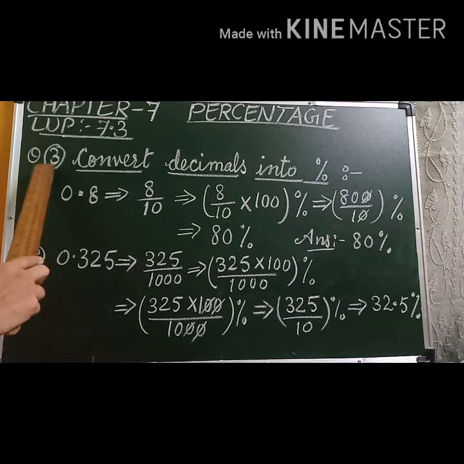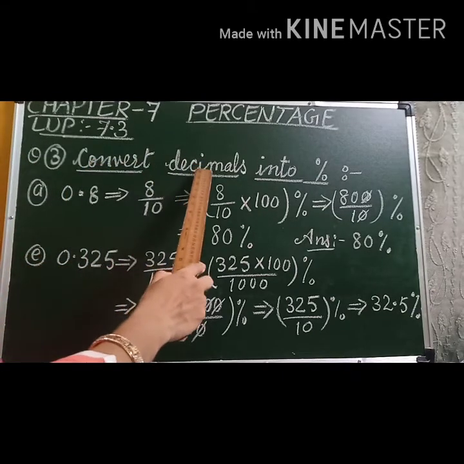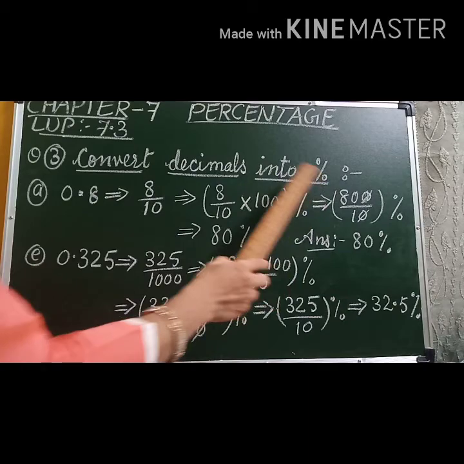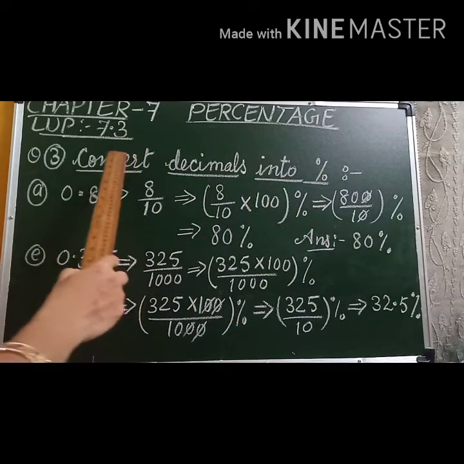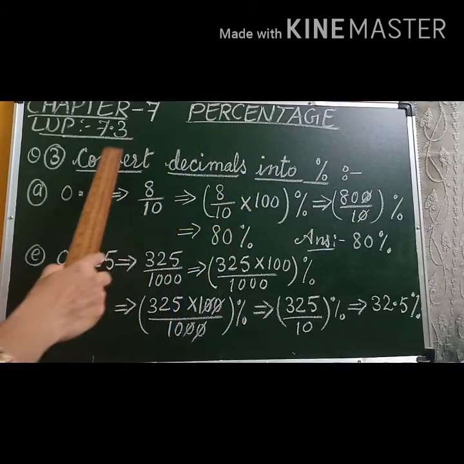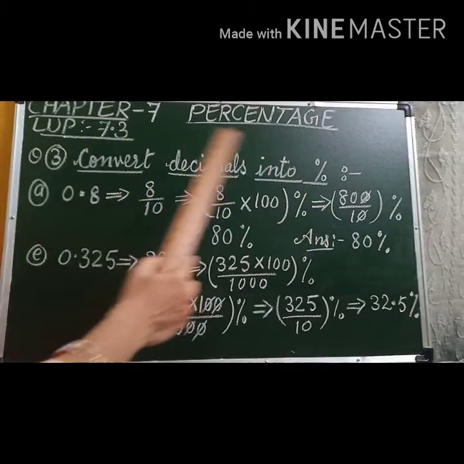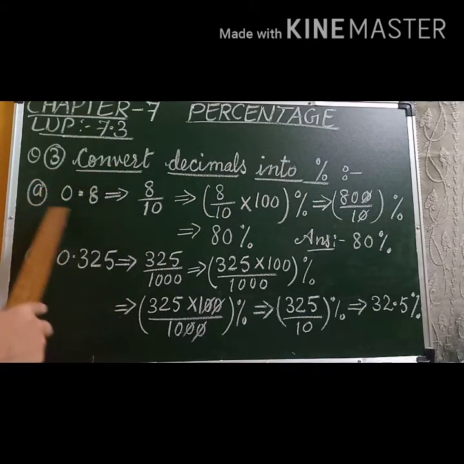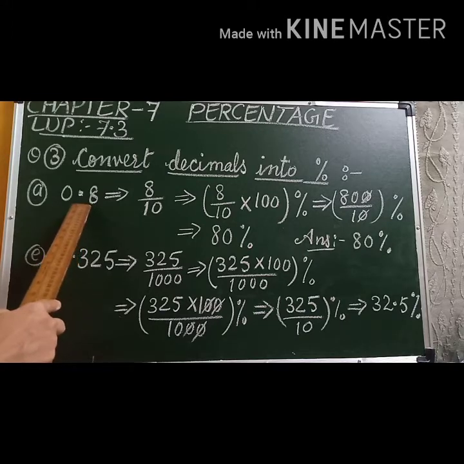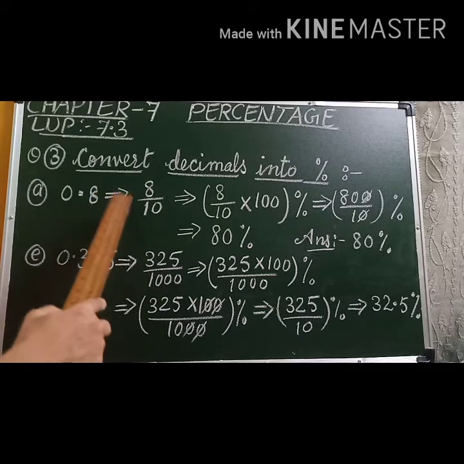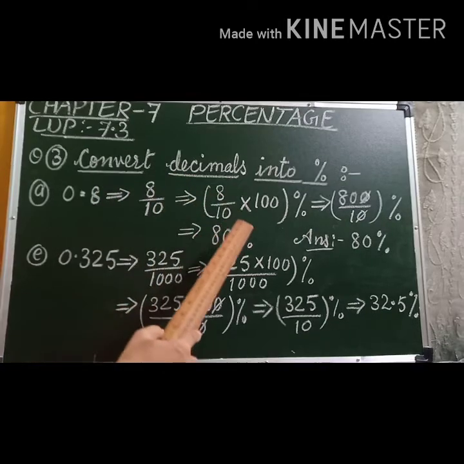In the next question, we have to convert the given decimals into percentage. Up till now we have converted fractions into percentages, but here decimals are given and we have to convert these decimals into percentage. So how to convert these decimals into percentage? First we have to convert these decimals into fractions, then we have to convert the fraction into percentage.